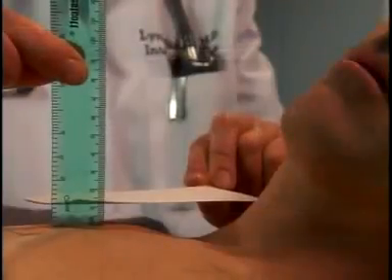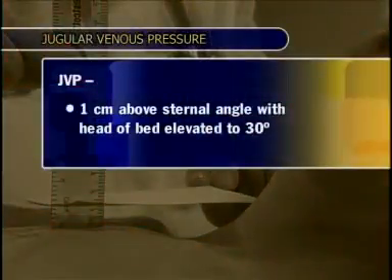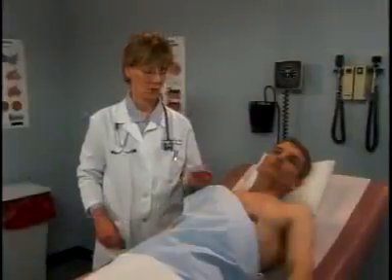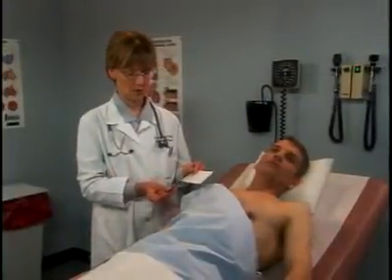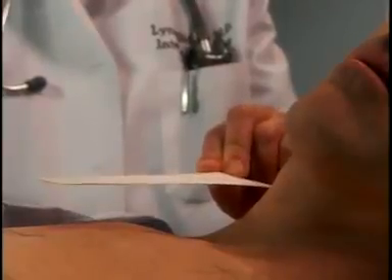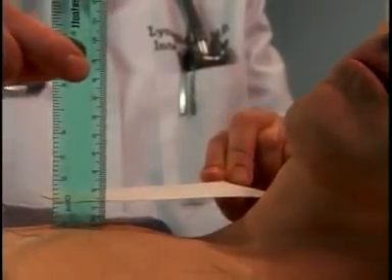In this patient, the JVP is about 1 centimeter above the sternal angle, with the head of the bed elevated 30 degrees. Venous pressure is elevated above normal when it measures at greater than 3 to 4 centimeters above the sternal angle, or more than 7 to 8 centimeters in total distance above the right atrium with the bed elevated to 30 degrees. The steps for measuring the JVP, when followed carefully, result in a measurement that is important for assessing the intravascular volume status in euvolemic, hypervolemic or hypovolemic patients.